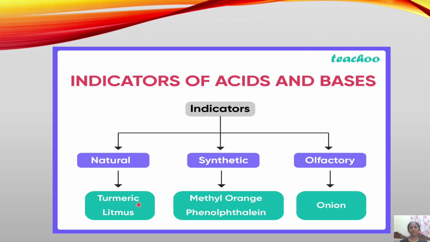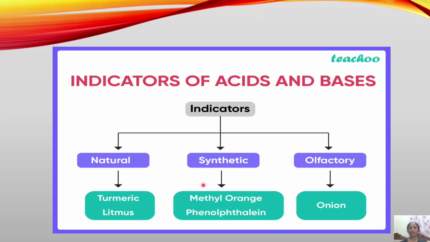Most of you have experience using turmeric as a natural indicator, right? If some curry is poured over your dress, it will change the color from yellow to red when we apply soap on that cloth, right? So it's an example of a natural indicator. We can say that turmeric and litmus are examples of natural indicators.